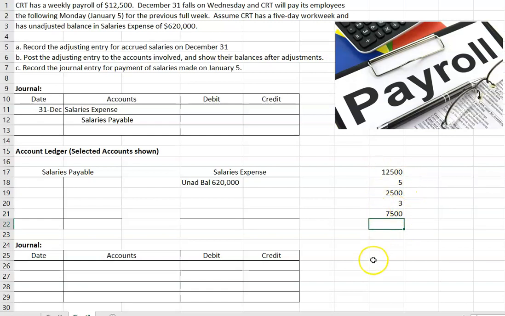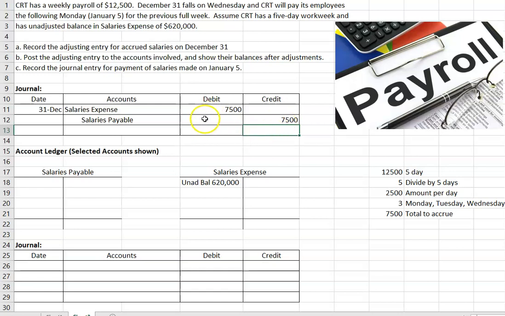So let's go back through and label these so that we know what they are. This is a 5-day amount that we pay our employees. So we divide by 5 days to get amount that we pay them per day. Then we multiply by the 3 days. That is Monday, Tuesday, and Wednesday. And that gets us our total to accrue. All right, so we're going to accrue $7,500 for salary expense, and we're going to show that we owe them in salary payable. So that's our journal entry to accrue.